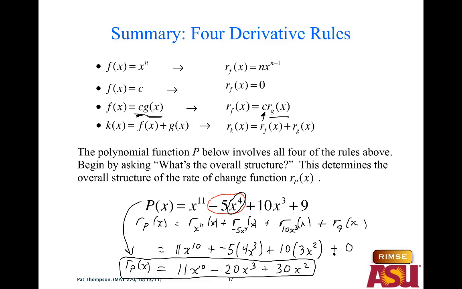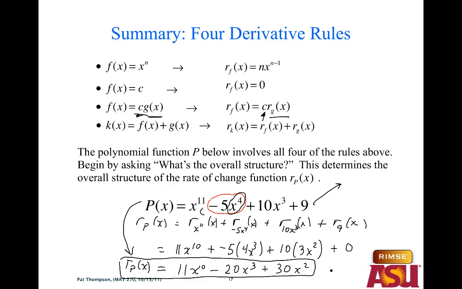Other questions? Yes, please. Could you skip the second or the third step? We could skip a lot of steps. You're going to know these in a week. This is so easy. Eventually we're just going to say 11x to the 10th, and then think about bringing the 4, minus 20x cubed, plus 3 times 10, 30x squared, plus 0. And we'll just write this all down in one step. But for the first time, I wanted to show you how all the rules apply here.